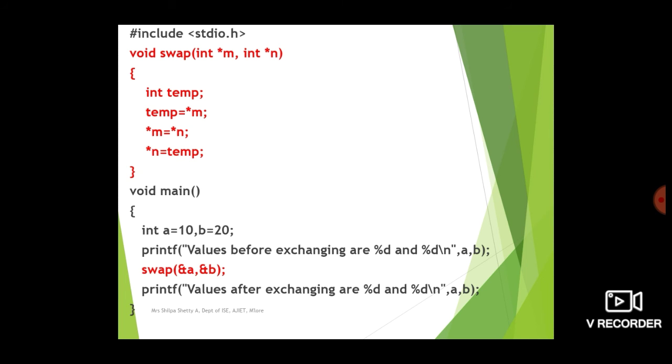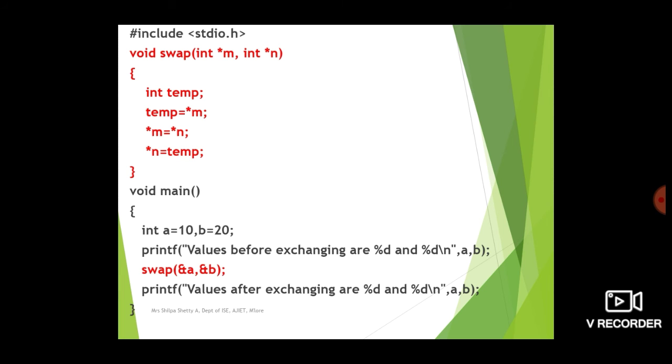So then we have int temp. temp = *m. The *m means where m is pointing to. Now m is equal to &a, so m is pointing to a. What is a's value? 10. So temp becomes 10. Next, *m = *n. *m is where m is pointing to. m is pointing to a. So a's value is now *n.